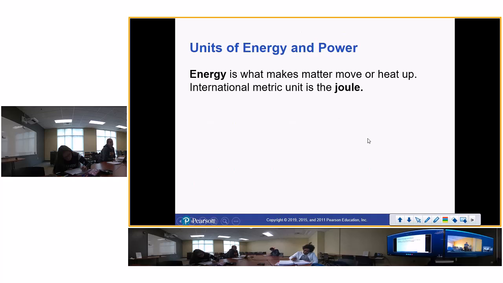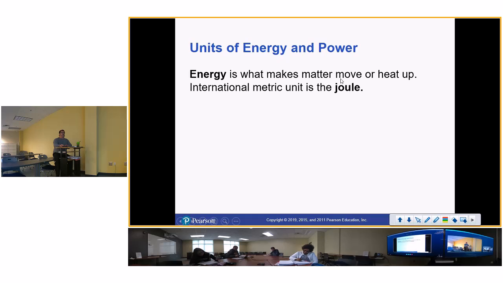There we go. Energy is what makes matter move or heat up. The international metric unit is the joule. This is where you're going to use unit conversions, especially if you're in calculus, because we did this a lot in calculus.